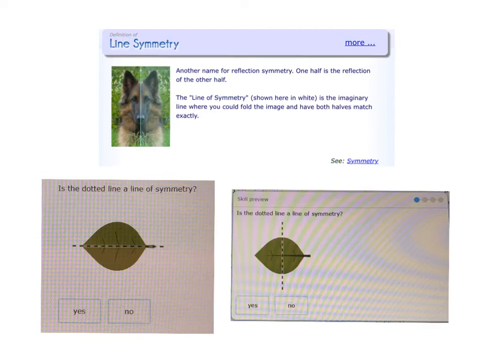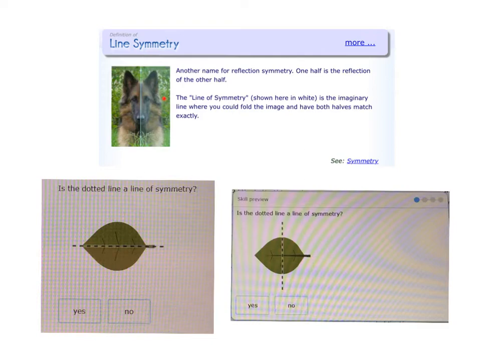In this video, we're going to be talking about symmetry. We're going to start by talking about line symmetry, and in the second half of the video, we're going to talk about rotational symmetry. So it says here, the definition of line symmetry, another name for reflection symmetry. So I hope you know if something's symmetrical, it's the same on both sides. So it's when one half is the reflection of the other.